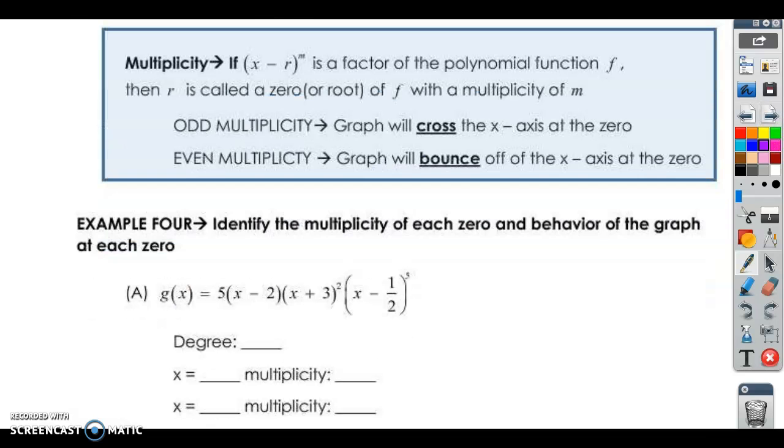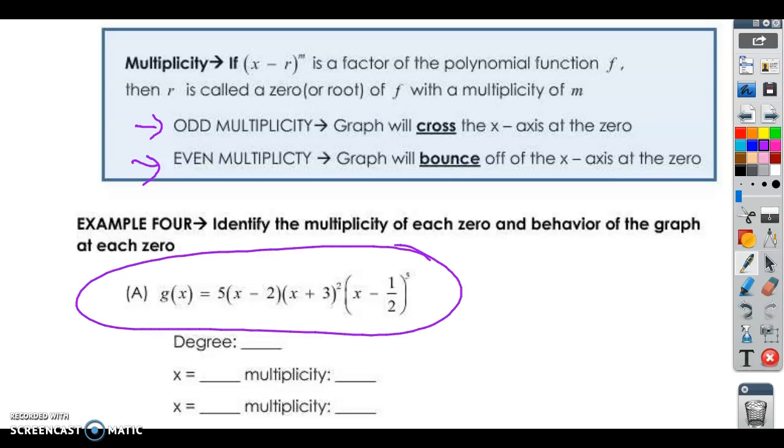Okay, the multiplicity of a factor is actually pretty useful for trying to draw a basic general shape of a graph, because it tells us if you have an odd multiplicity, that the graph is going to cross the x-axis at that 0, and if it's even, then it will bounce, or sometimes we use the word touch, that x-axis.